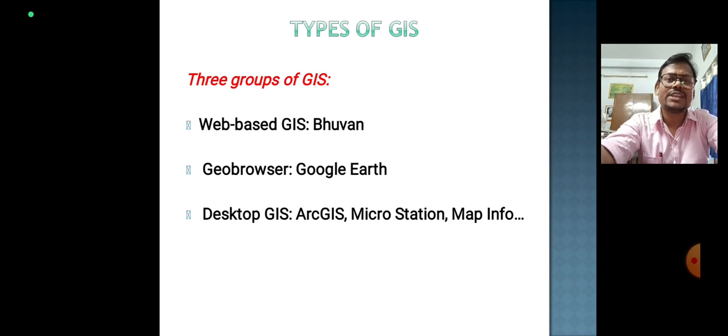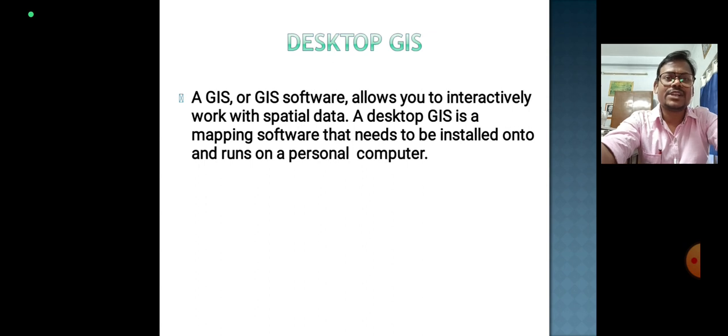Types of GIS: three groups of GIS. Web-based GIS, for example Bhuvan, geo browser, Google Earth. Desktop GIS, such as ArcGIS, MicroStation, QGIS, etc. Desktop GIS software allows you to interactively work with spatial data. A desktop GIS is mapping software that needs to be installed onto and runs on a personal computer.